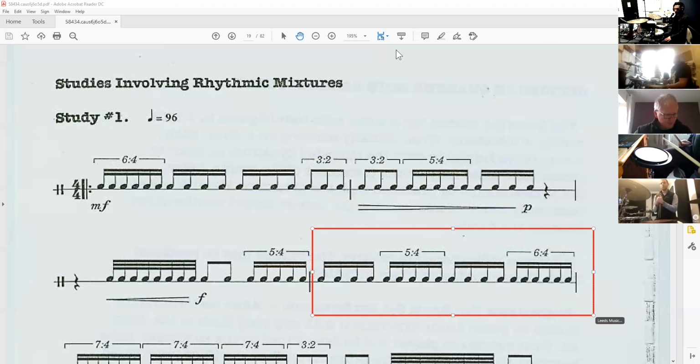2, 3, 4. 1 E and the 2 E and the 3 E and the 4 and the 4 and the 1. 2, 3, 4. 1 E and the 2 E and the 3 E and the 4 and the 4 and the 1. One more. Here we go. 1 E and the 2 E and the 3 E and the 4 and the 4 and the 1. We good? Thumbs up. Let's go for the playing.